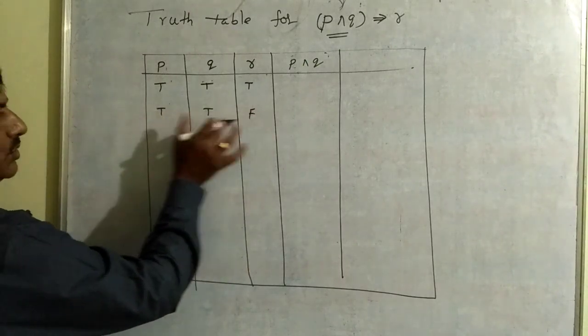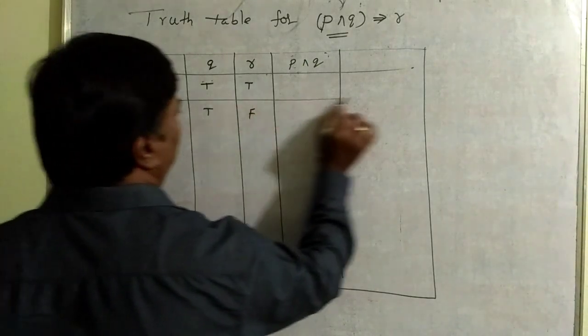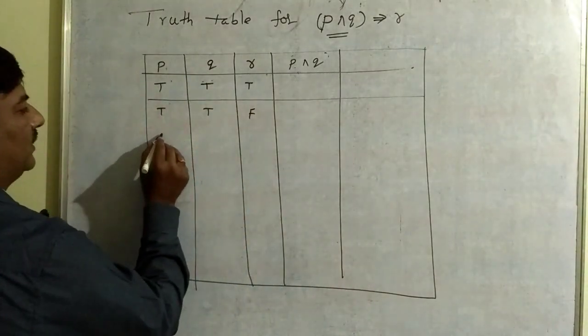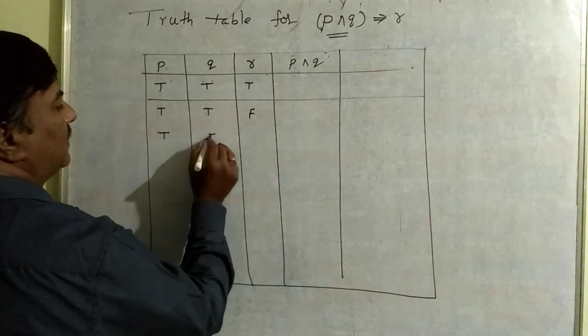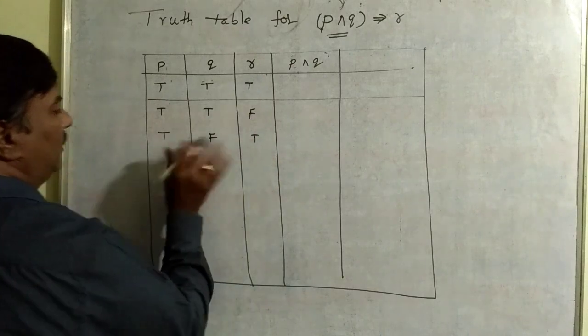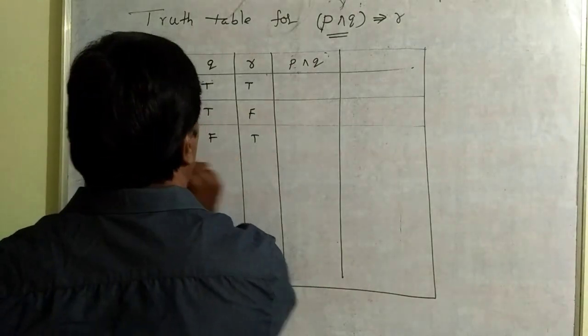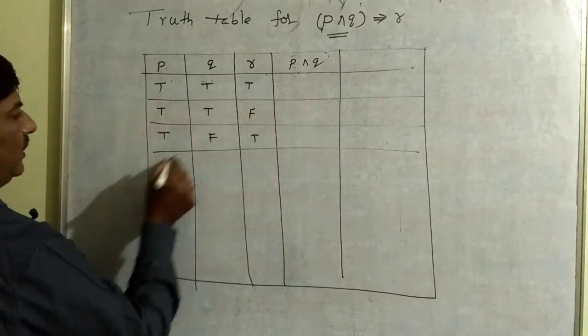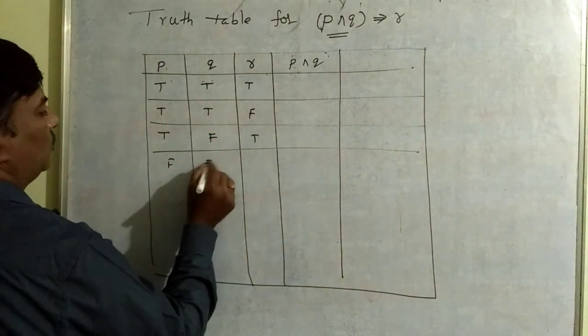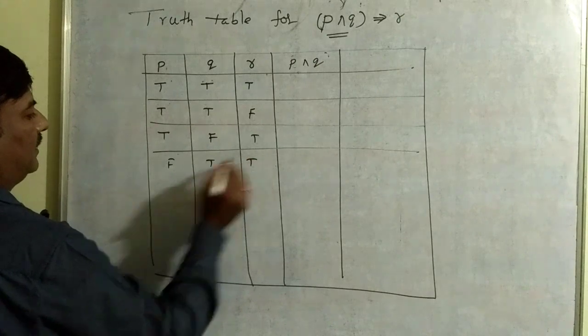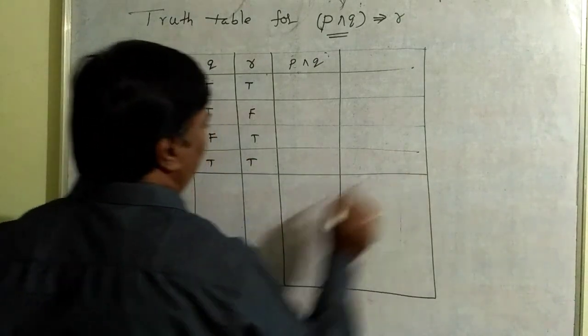Both two trues, one false. Next case. And next, we'll go for the true. This is false. This is true. Two trues, one false. Next, we'll go for the next one. This false we are taking in the first place, two trues, and the next two statements.